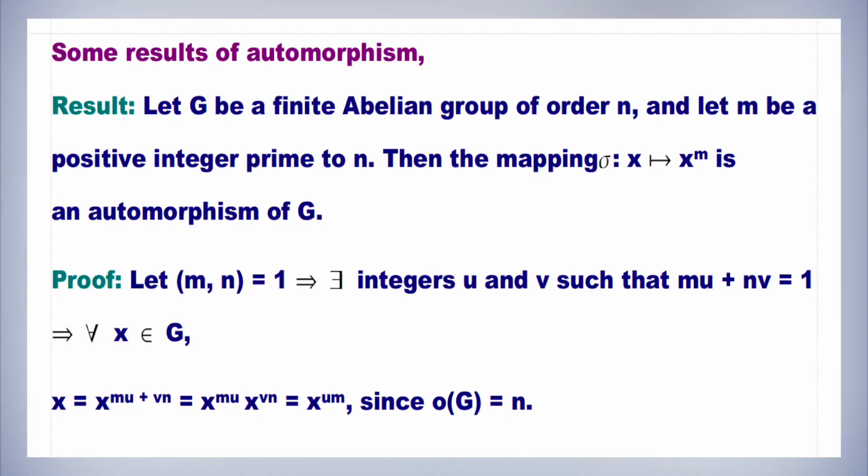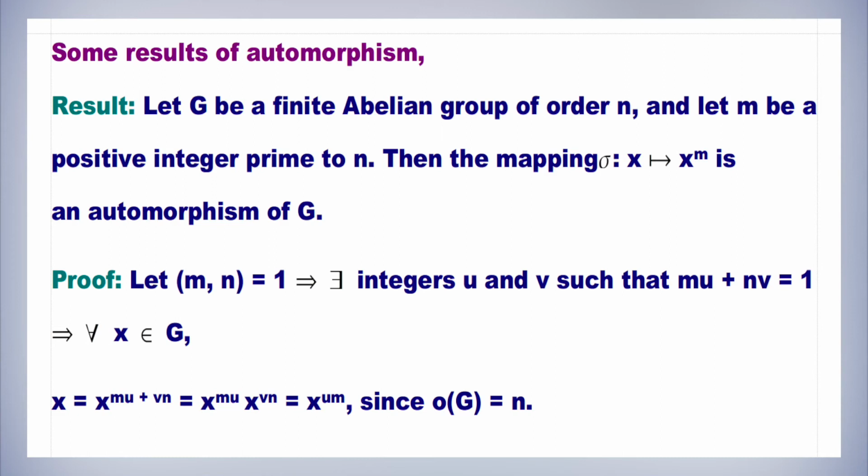Let us see some results of automorphism. Result 1: let G be a finite abelian group of order n and let m be a positive integer prime to n. Then the mapping sigma from x to x^m is an automorphism of G. Proof: let (m, n) = 1. That is, m and n are relatively prime.